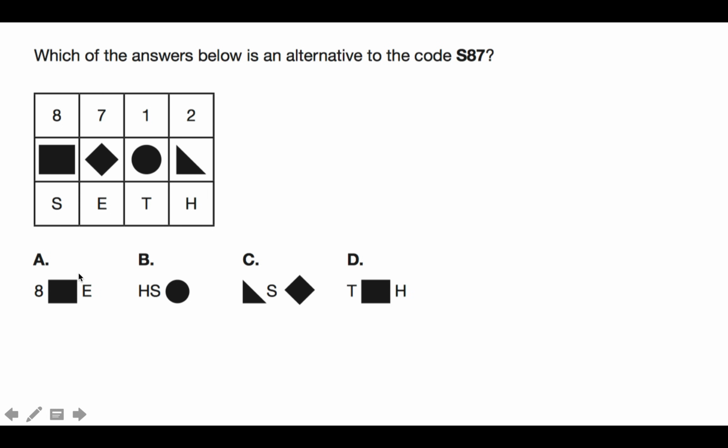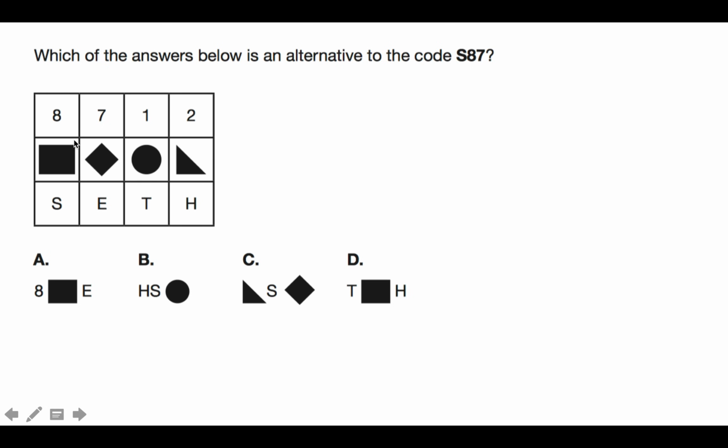So we're looking for something which is an alternative to the code S87. So the first alternative needs to come from the first column. The second one, the 8, also needs to come from the first column. And the third one, 7, needs to come from the second column. So we're looking for alternatives here. So we're looking for an alternative code.